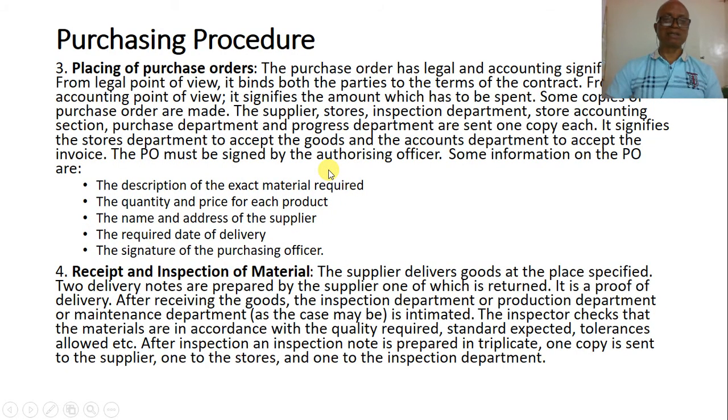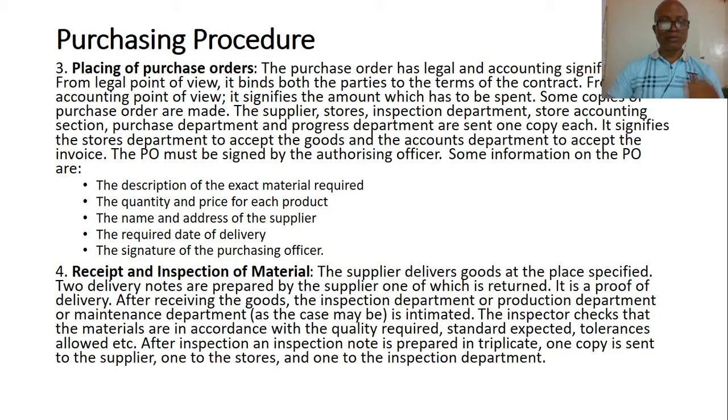The next one is to place the PO, that's the purchase order, basically. The nomenclature here is quite similar. The first one is to prepare the ground for the supplier to supply, and the second one is to place the order. The purchase order has a legal and accounting significance. From the legal point of view, it binds the parties to the terms of the contract. From the accounting point of view, it signifies the amount which has to be spent.